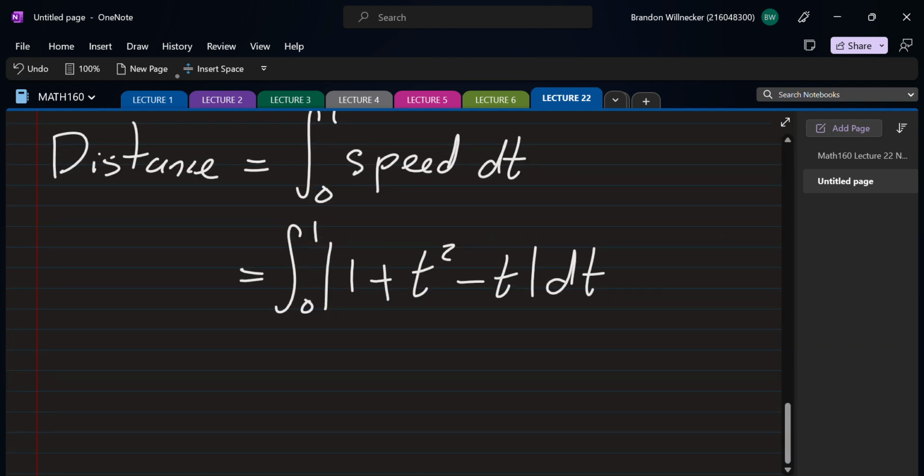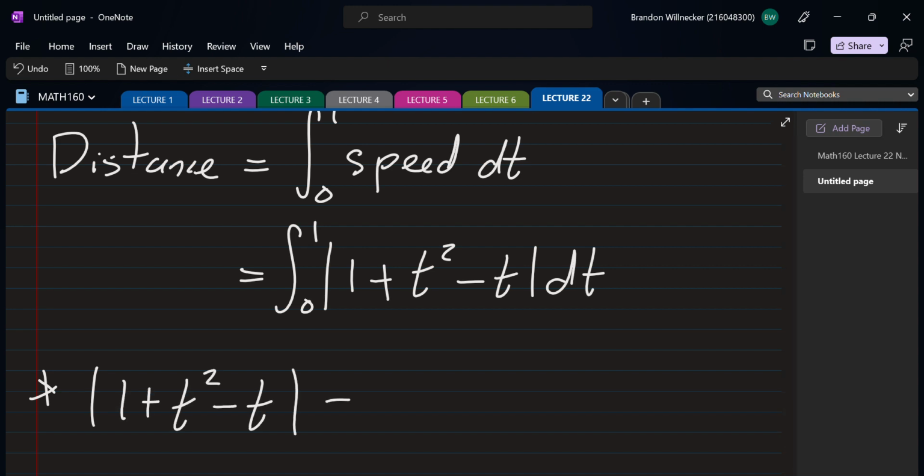Okay, so here, just on the side, we have the absolute value of 1 plus t squared minus t. It's going to split up into a part where the inside is negative, and then we need to remember to put the minus sign. It's also going to split up into the part where it's positive, but since it's positive, we can just leave it like that. Okay, so we're going to have a negative part.